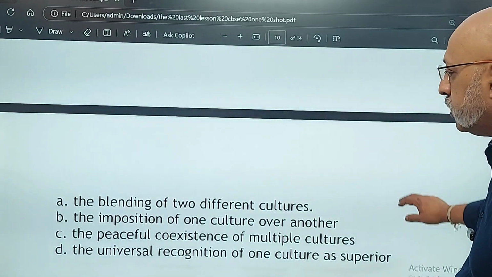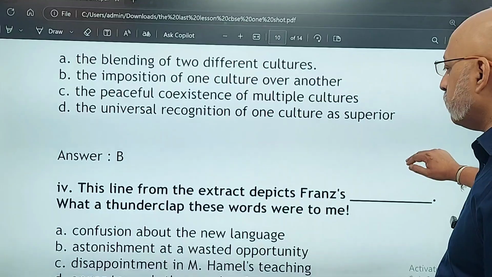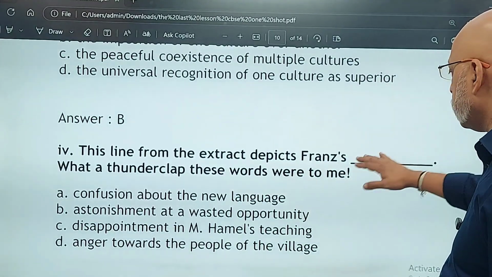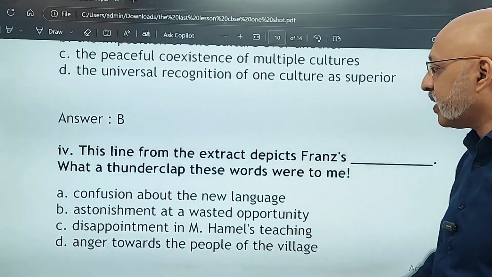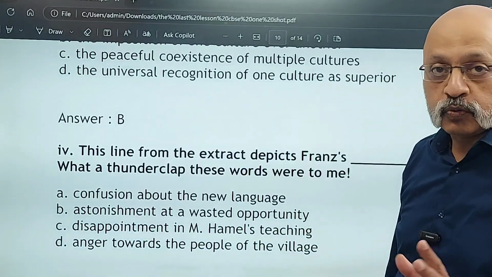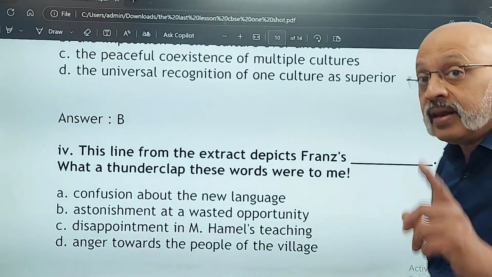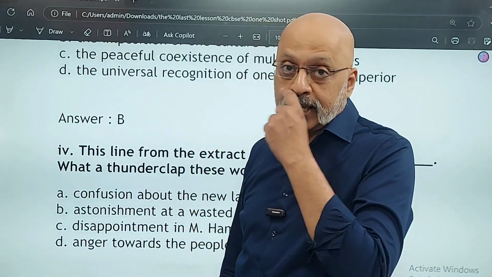The correct answer is option B. This line from the extract depicts Francis. What does it depict? "What a thunderclap those words were to me." That particular line, again, is one of the more important lines in the story.